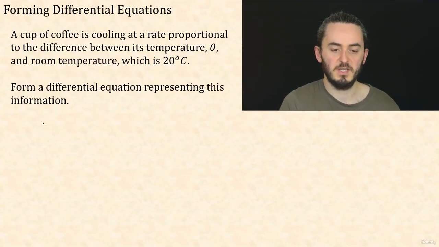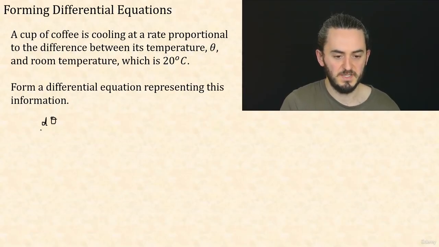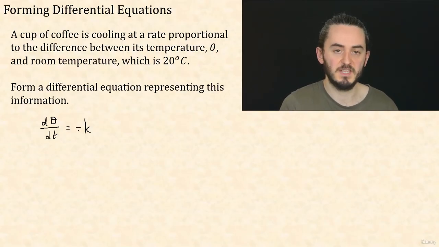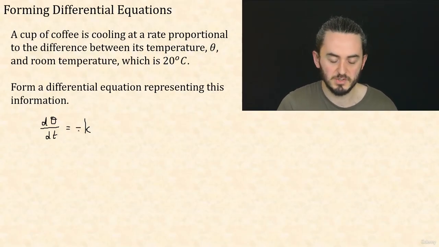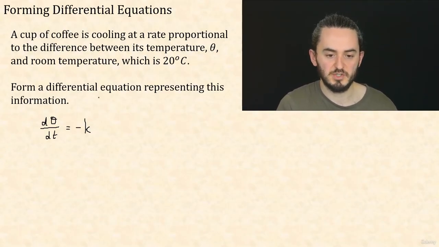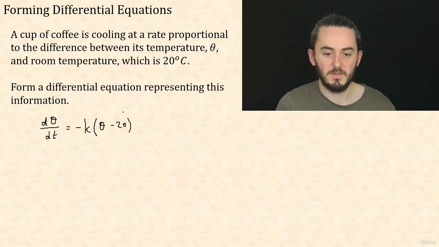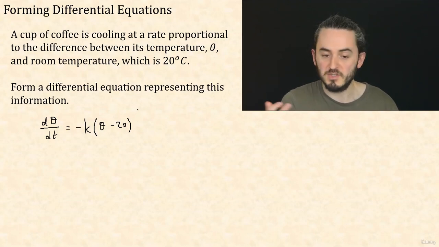Okay, so it's the rate of change of the temperature, so that's d theta by dt, and it's decreasing. So I'm going to say that that's equal to minus k. I'll make sure that k is a positive number, and then it's minus k, so it ensures a negative gradient, so the temperature is going down. So it's proportional to the difference between its temperature and room temperature. Well, the difference between its temperature and room temperature is just theta minus 20. If its temperature was 60, then the difference is 60 minus 20, which is 40, so just theta minus 20.